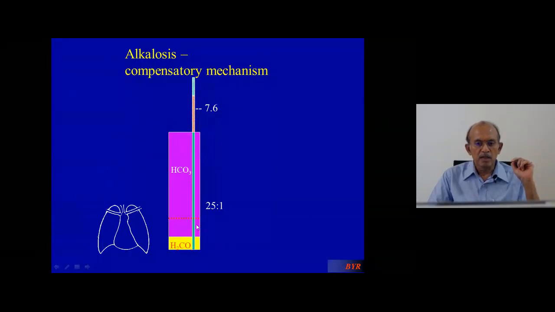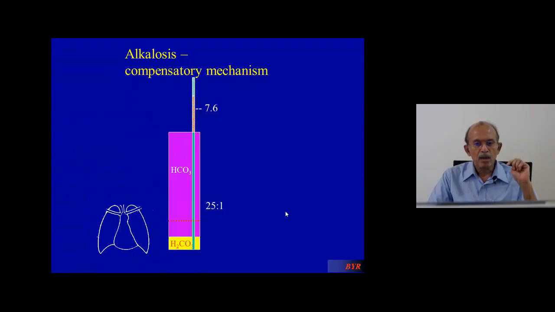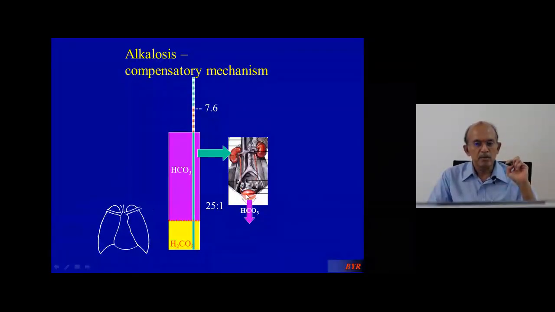Alkalosis. Now let us suppose the ratio is 25 is to 1. There will be shallow respiration. With shallow respiration, there will be more carbon dioxide accumulation that produces a raised carbonic acid level. Kidneys excrete more of bicarbonates, and thereby the bicarbonates decrease and the ratio comes to normal.